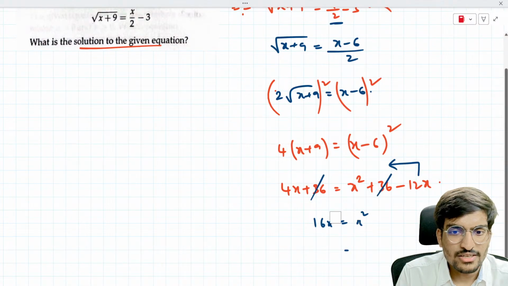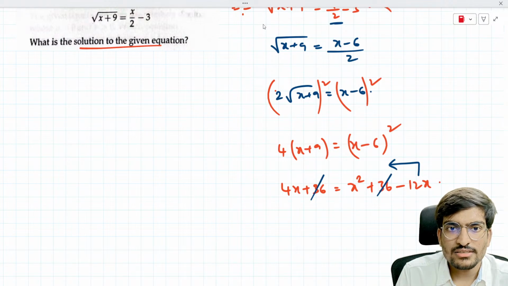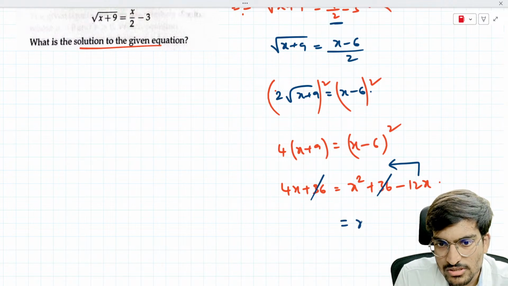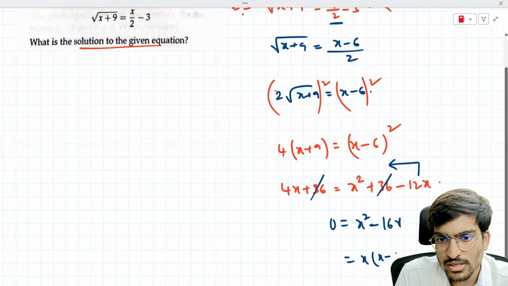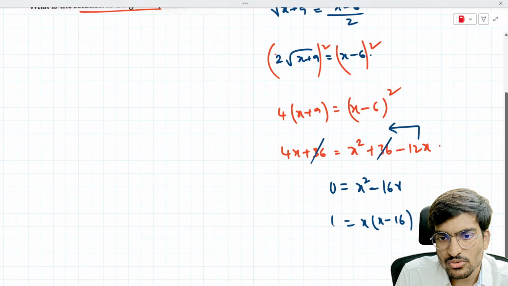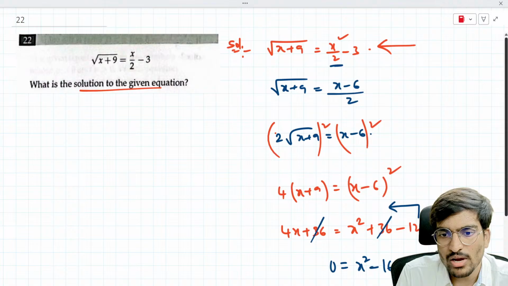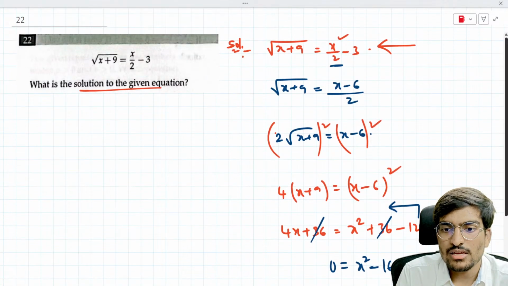One second, just a second. So this is going to be x square minus 16x equals 0, x into x minus 16. So x equals 0 and x minus 16 equals 0, x equals 16. So we got two values, x equal to 0 and x equal to 16.